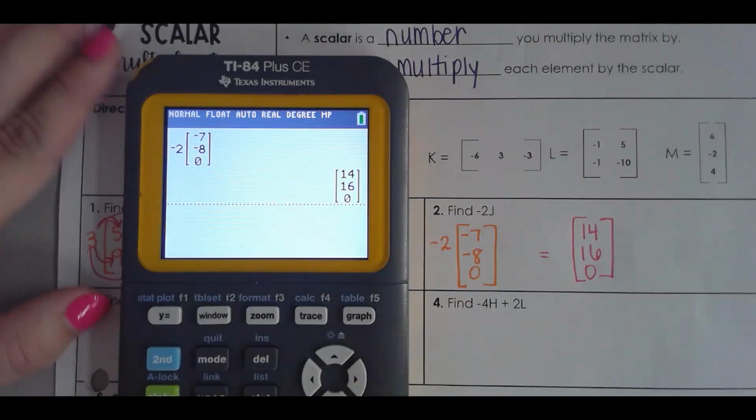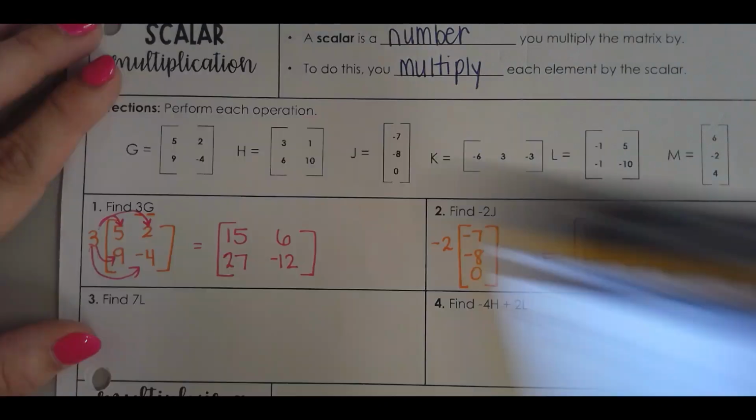But we get 4, and make sure that you write the correct dimensions. This is a 3 by 1.